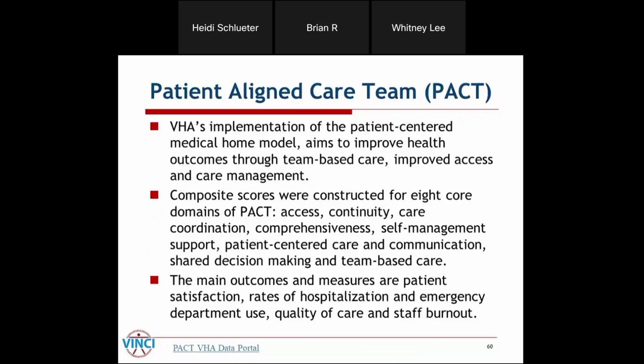We have the Patient Aligned Care Team, or PACT. So this is VHA's implementation of the patient-centered medical home model, which aims to improve health outcomes through team-based care and improve access and care management. There are composite scores that are constructed for 8 core domains: access, continuity, care coordination, comprehensiveness, self-management support, patient-centered care and communication, shared decision-making, and team-based care. The main outcomes and measures are patient satisfaction, rates of hospitalization and emergency department use, and quality of care and staff burnout.